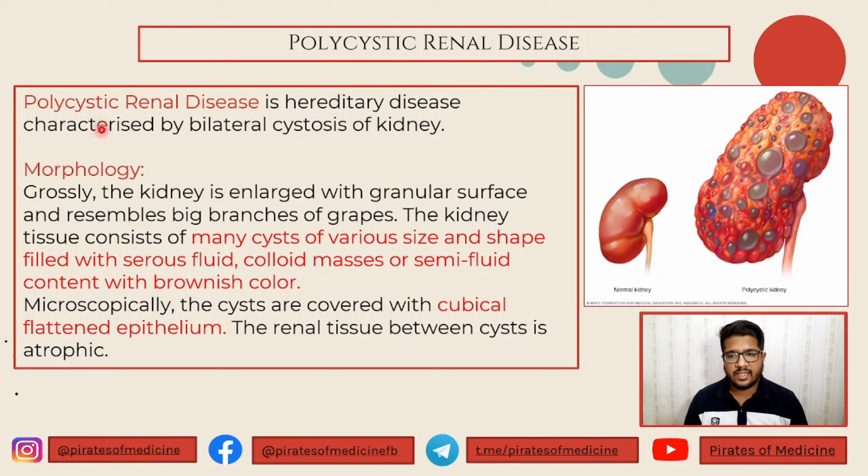Polycystic renal disease is a hereditary disease characterized by bilateral cystosis, development of cysts in the kidney. Morphologically, in a bigger picture, you will see that the kidney is enlarged from outside. There are granules on the surface and it looks like grapes. The kidney tissue consists of many cysts of various sizes and shapes, filled with serous fluid, colloid masses or semi-fluid content with brownish color. Microscopically, the cysts are covered with cubical flattened epithelium. The renal tissue between the cysts is atrophic. You can see this macroscopic picture in the image. This is autosomal dominant polycystic renal disease.